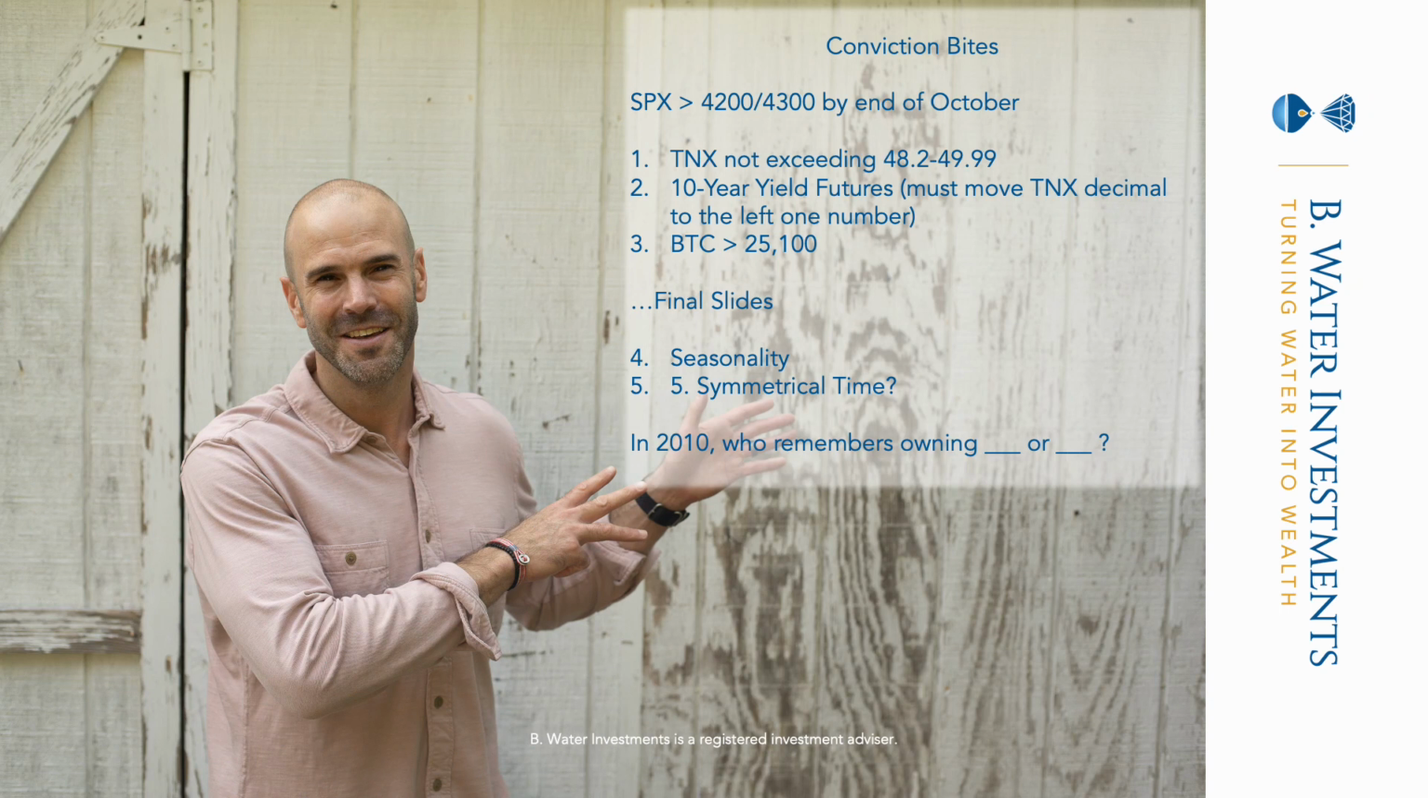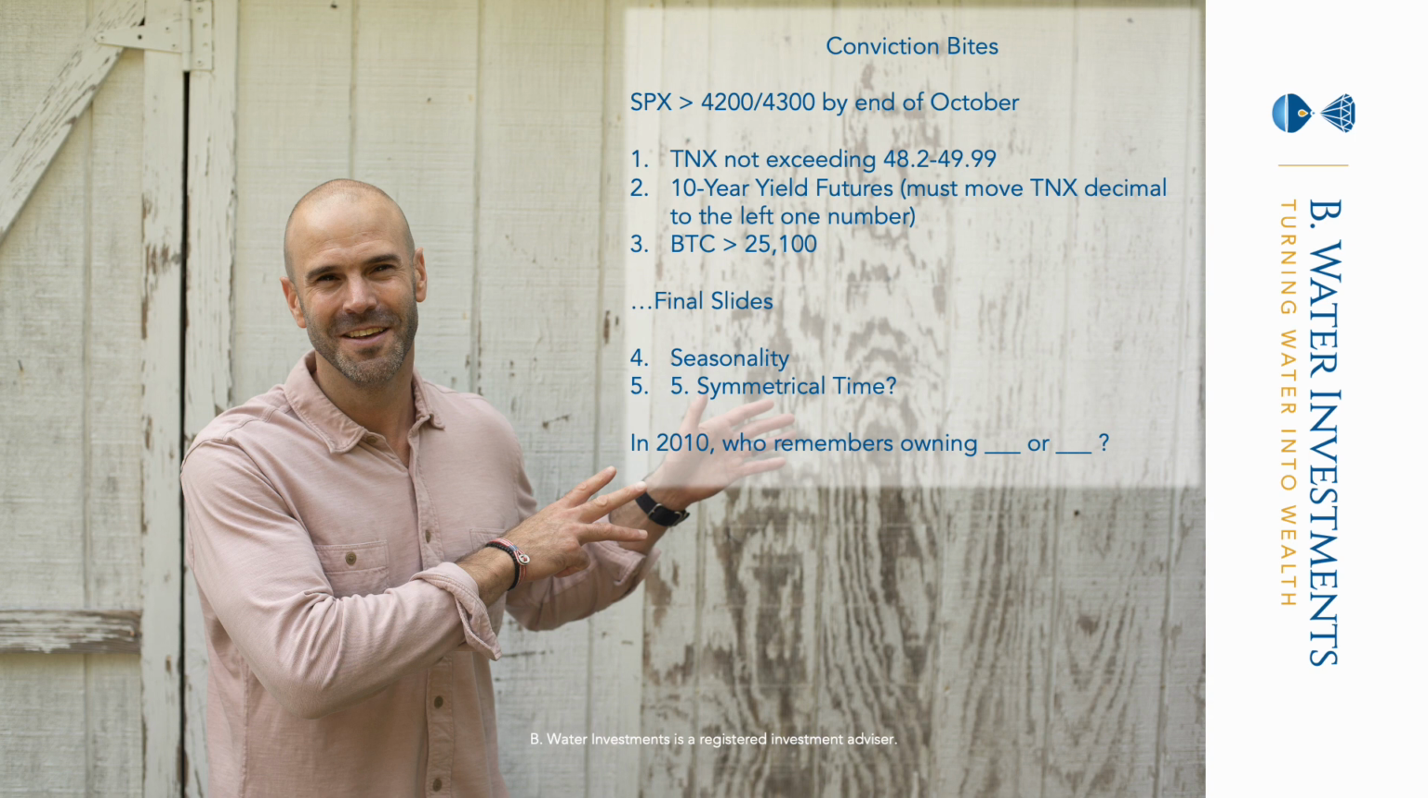The remaining presentation are just offering conviction bites, takeaway pieces of confidence that you can lend to your own knowledge when you look at the news and when you talk with individuals. So if the S&P 500 is above 4,200 by the end of October or higher, we're going to be looking for specific news pieces or vehicles, trading vehicles, to support our confidence.